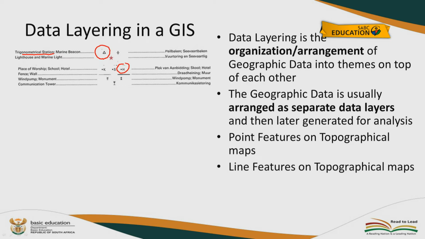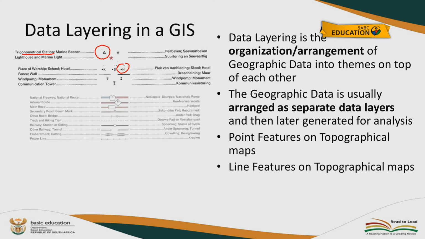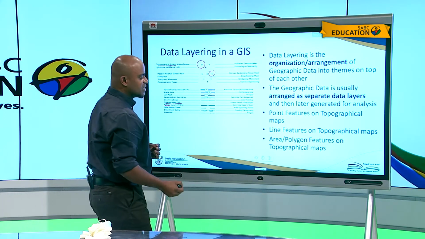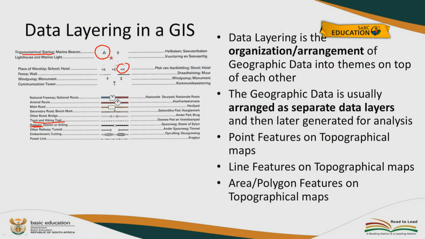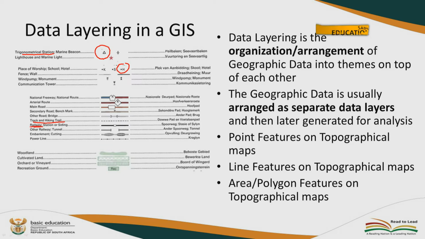The next type of features are line features on topographical maps. Examples of these could be the national freeways, arterial roads, secondary roads, track and hiking trail, railway lines, and these are represented by these line features. And lastly, your polygon features or area features. Remember, these can be represented as cultivated lands, recreation grounds. Notice the difference. They cover a much larger area, whereas your line features are represented in a linear format.